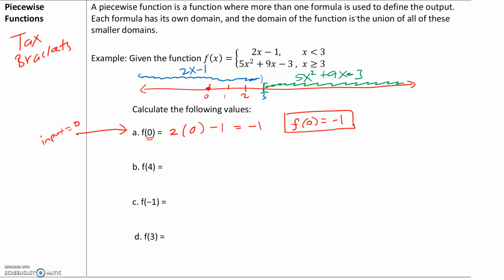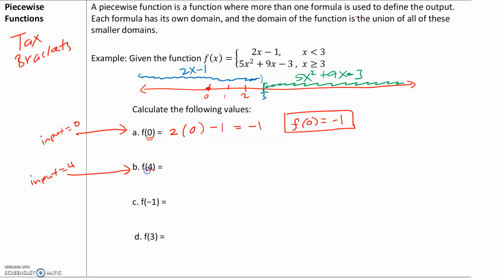And the reason we use 2x minus 1 to evaluate the output is because 0 falls in the domain where x is less than 3. And we can also see that on the number line. Let's take a look at our next example. We want to evaluate f of 4. So in this case, our input is equal to 4.